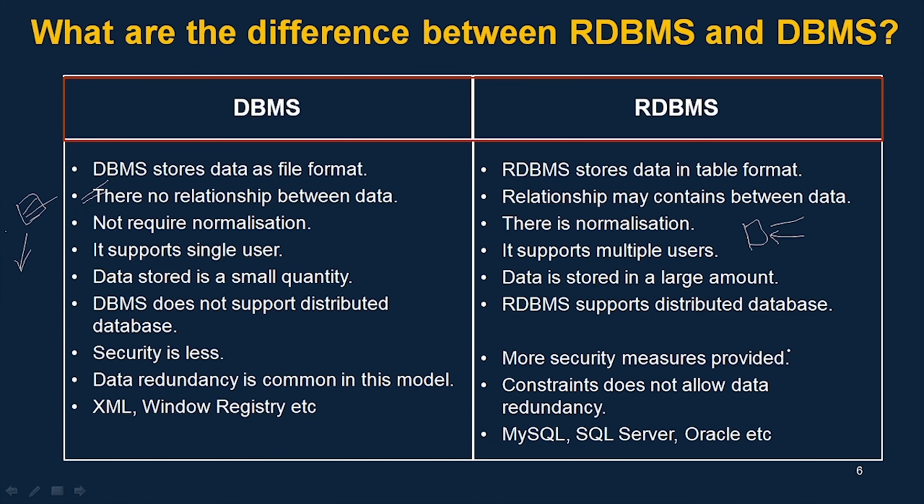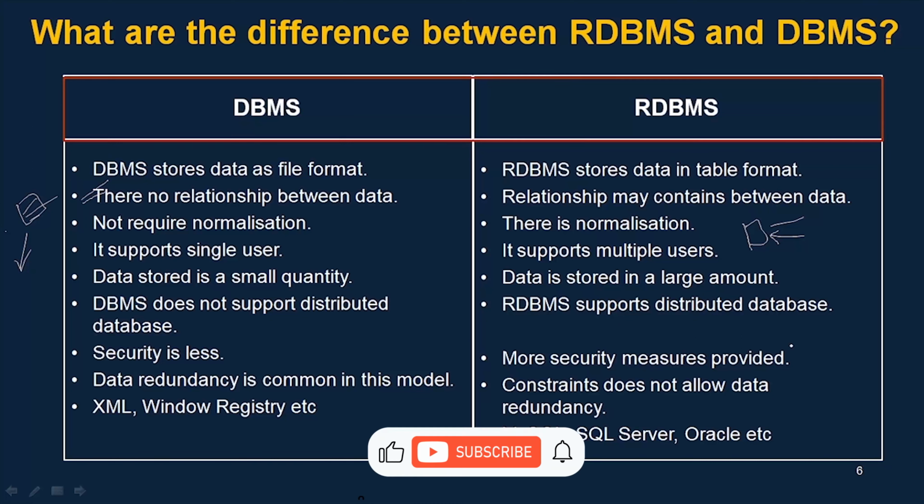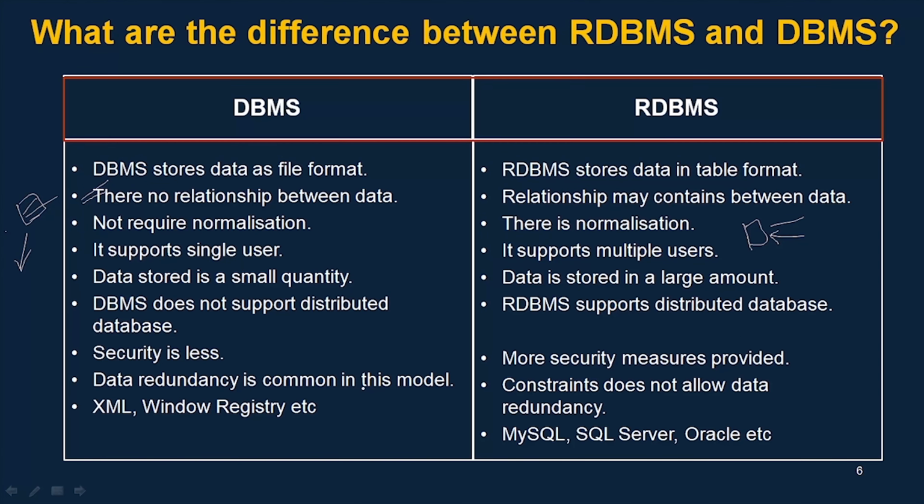Just as you know from the TCL commands, you can give access and remove access for a user, and all the data should be accessed after authentication. Next point: data redundancy is common in the DBMS model. Suppose someone stored data in a file and another user came to the system and tried to insert the same data because he did not check what data was already in the previous files. Due to that, a duplicate record will be inserted, so data redundancy is common in this model.